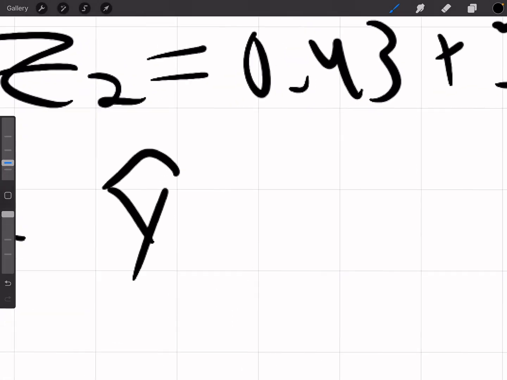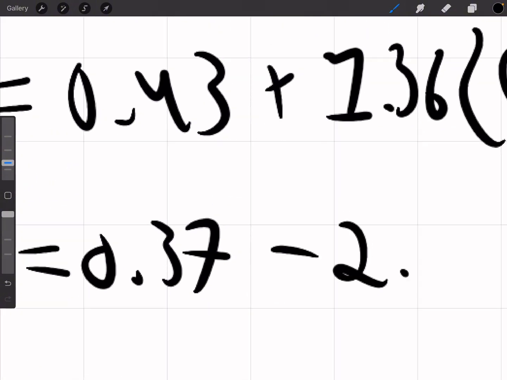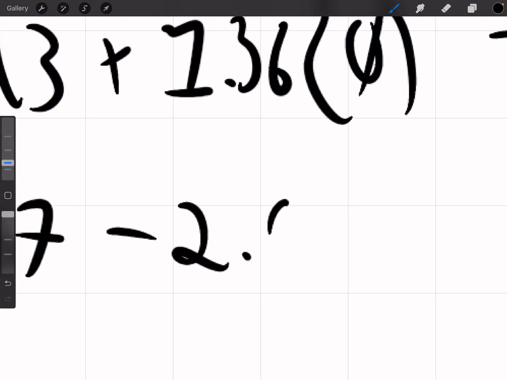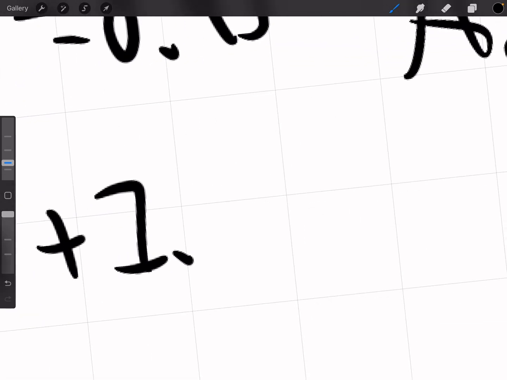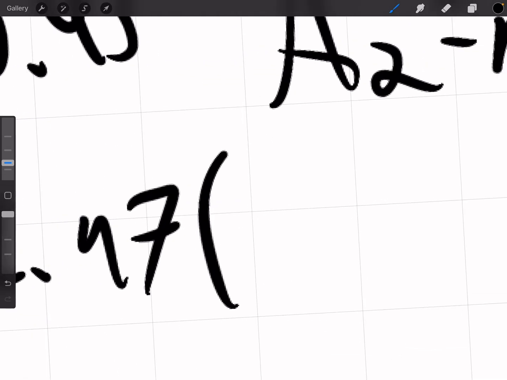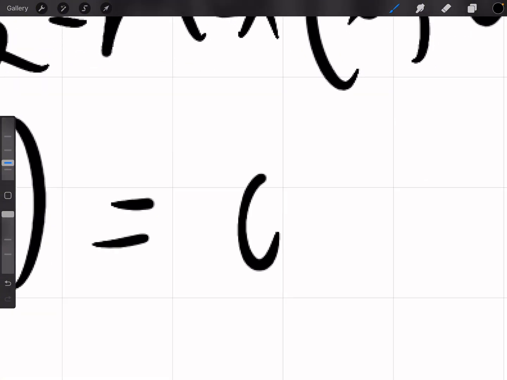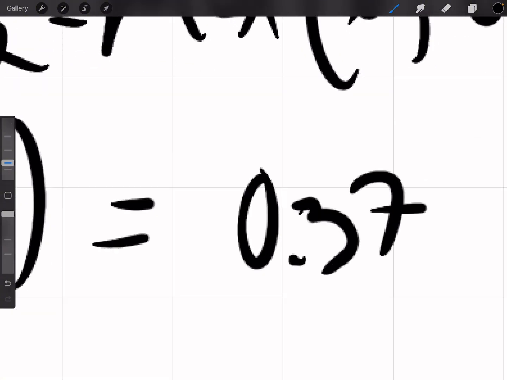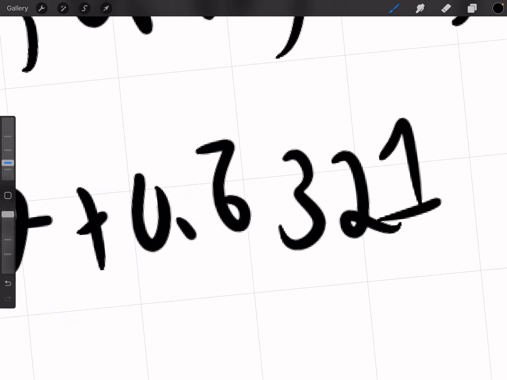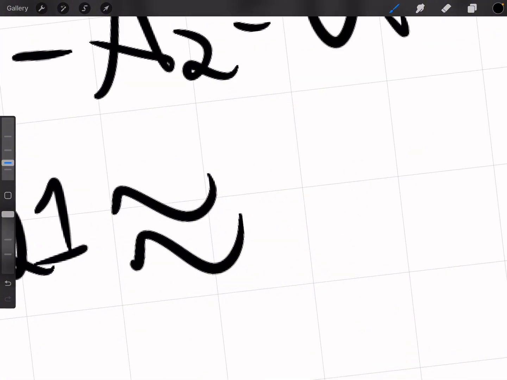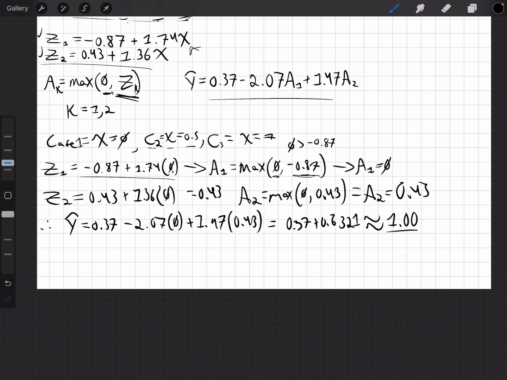Therefore, y hat is equal to 0.37 plus negative 2.07 times 0 plus 1.47 times 0.43, and that gives obviously 0.37 plus 0.6321, which is approximately 1.00. And so that's our data point right there.